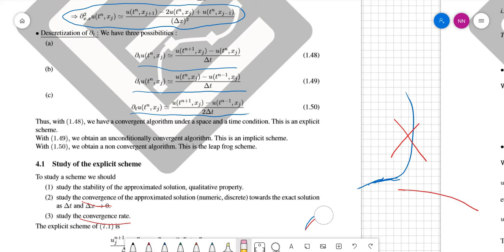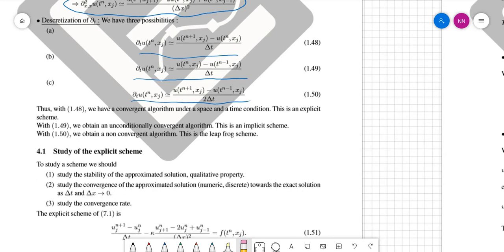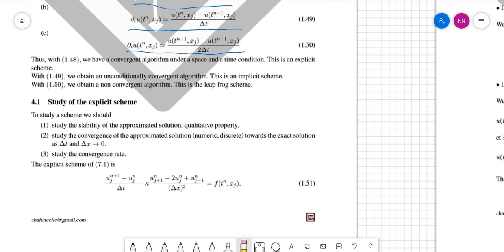Okay, so these points all concern the study of the scheme. So the explicit scheme we will be using, and you will memorize this scheme very well. It's an explicit scheme for the variable time, and this approximation for the variable in x, which we already discussed in the last video. It's a centered approximation with a step size of delta x over 2.